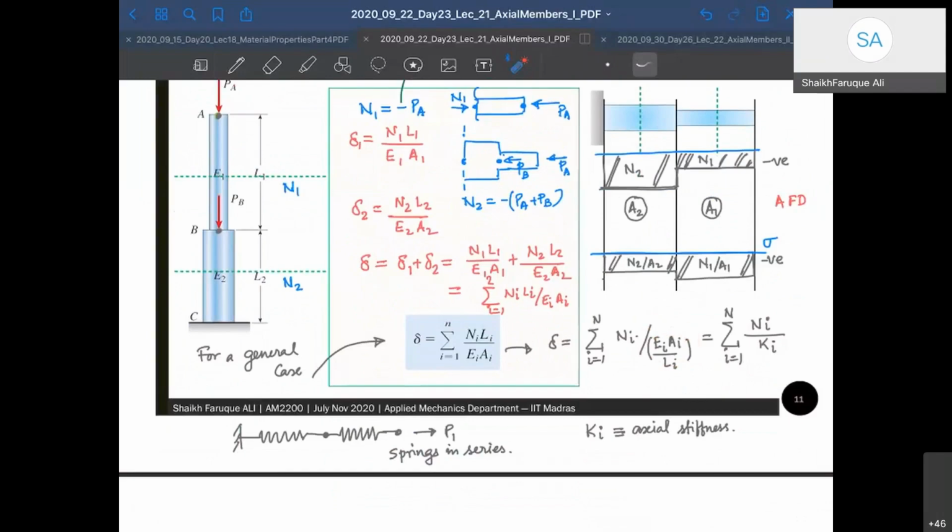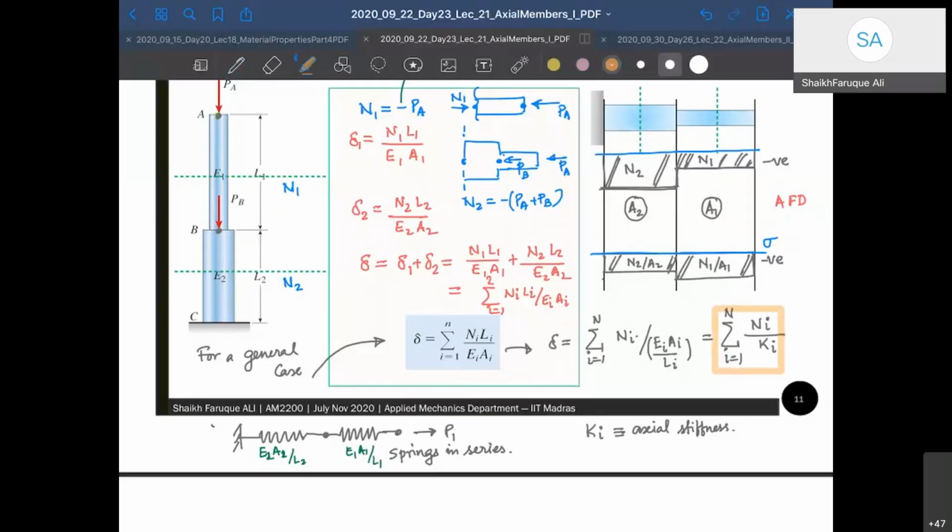Okay. This can be better written in terms of the stiffness of each of the members, right? So this whole structure can be represented as a connection of two springs with different stiffness. One of them is E1 A1 by L1, the other one is E2 A2 by L2. The E2 A2 by L2 spring is connected to the fixed end, and the other is E1 A1 by L1. Okay, so your final deformation expression comes out to be this one.